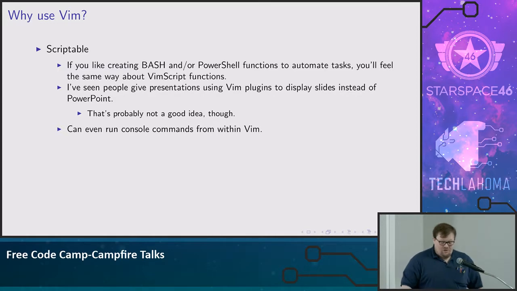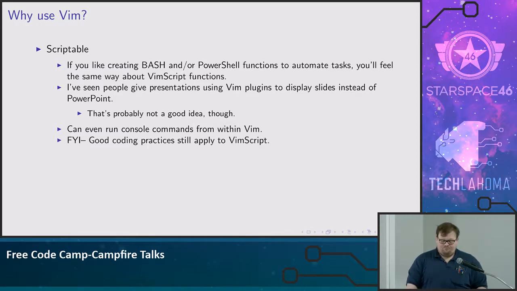You can actually run console commands from within Vim too. That means if you write a script, you have some kind of automated command, then you can call an outside program. For example, I just recently made a program that needed some random strings, and it needed to be very, very good random strings, so I used /dev/random, which is an outside program, so that I don't have to worry about pseudo-random numbers not being good enough. And also, FYI, good coding practices still apply to Vim script. So if you write your own tools, be sure to write them well. And if you look at my GitHub, do as I say, not as I do.